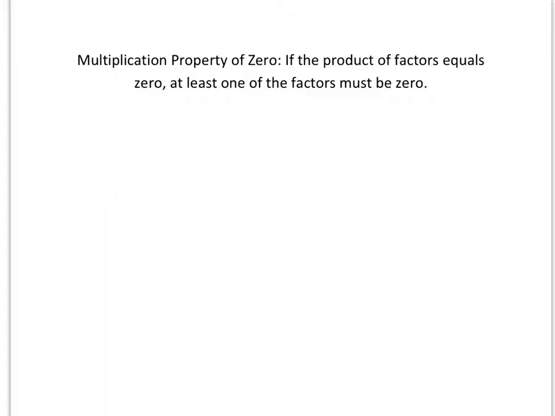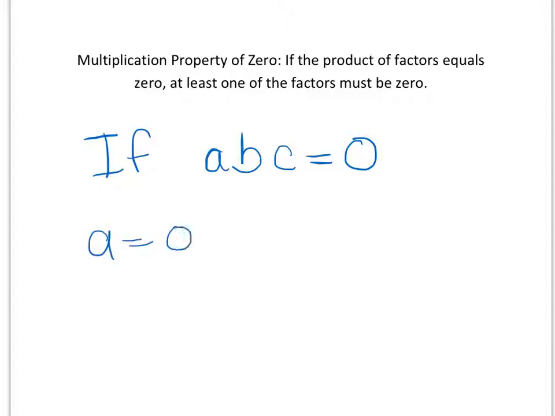And so we need to remember the multiplication property of 0. If the product of factors equals 0, then at least one of the factors has to be equal to 0 itself. So what it's saying is that if A times B times C equals 0, then one or more of these things have to be true: A must be 0, B must be 0, or C must be 0. This is the only way that when you multiply anything together that you will get 0 for your answer.